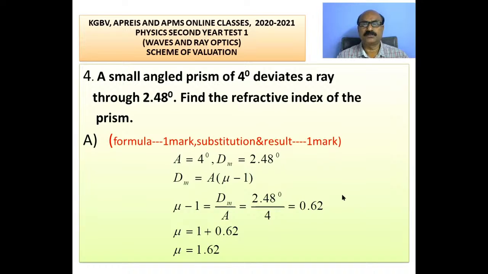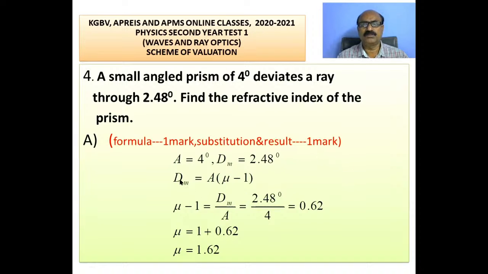Next, fourth question. A small angled prism of 4 degrees deviates a ray through 2.48 degrees. Find the refractive index of the prism. For any problem given in 2 marks, there are 2 parts. Formula: always you have to write the required formula, which carries 1 mark. Substitution and result with suitable units will carry 1 mark.